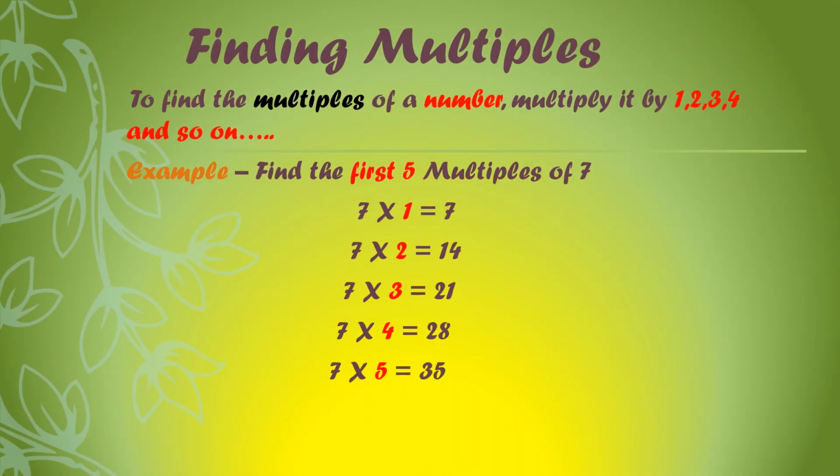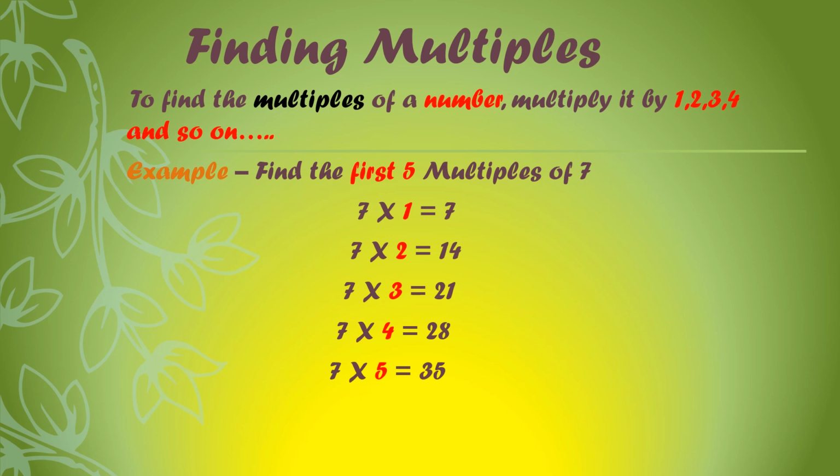Finding multiples. To find the multiples of a number, multiply it by 1, 2, 3, 4 and so on. That means multiply the given number with different numbers to find the multiples. For example, find the first 5 multiples of 7.